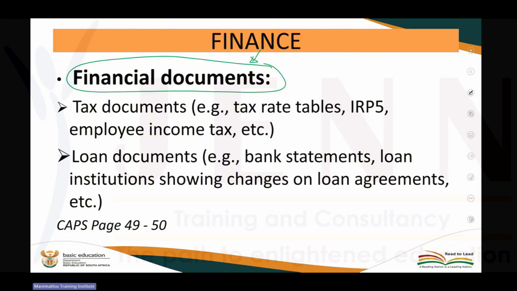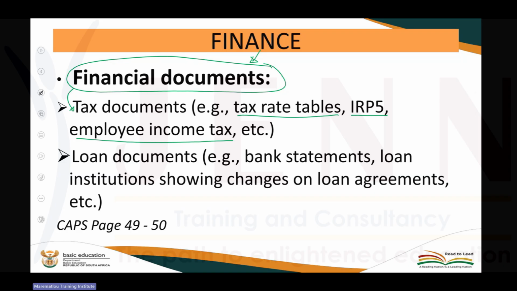It is also important that you know that under financial documents, this child has grown up and has a family also. Now we've got the grandchildren of finance, which are, for example, tax documents. When you talk about tax documents, you talk about tax rate tables, the IRP5, the employee income tax, etc.